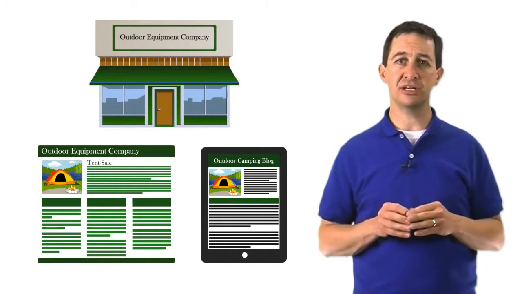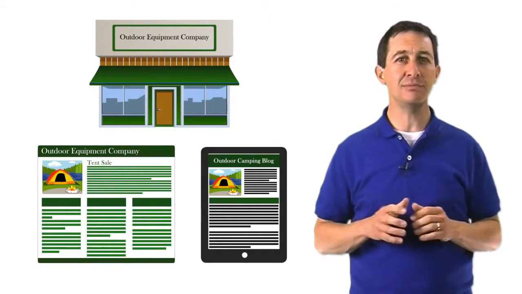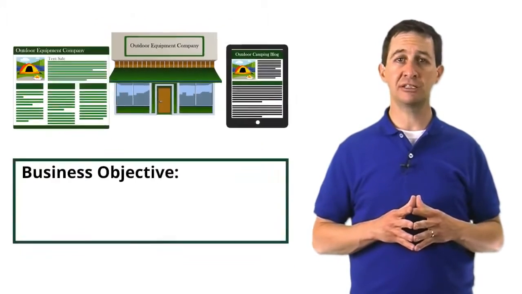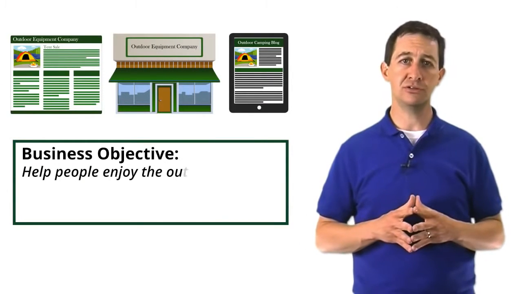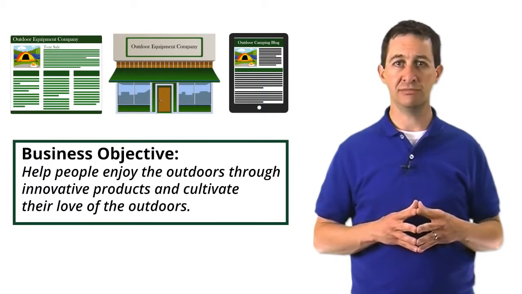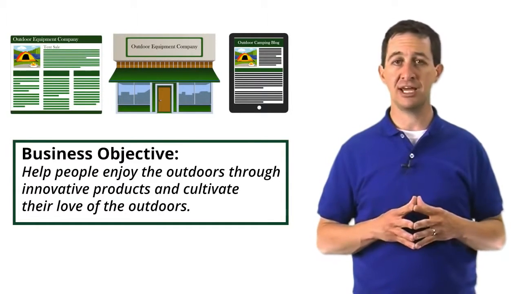We need to ask ourselves, why do we exist? Often, you need to dig really deep to get the true answer. In our example, let's say the business objective is help people enjoy the outdoors through innovative products and cultivate their love of the outdoors. To support our objective, our business will use specific strategies and tactics.